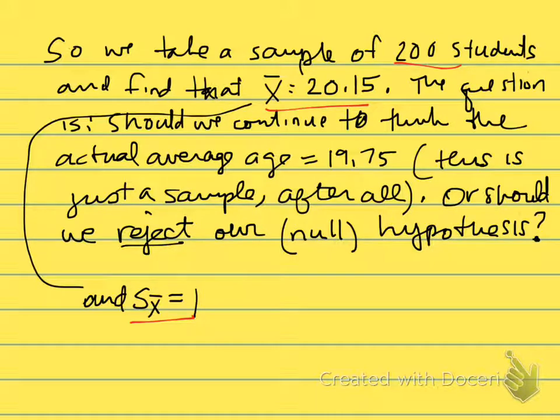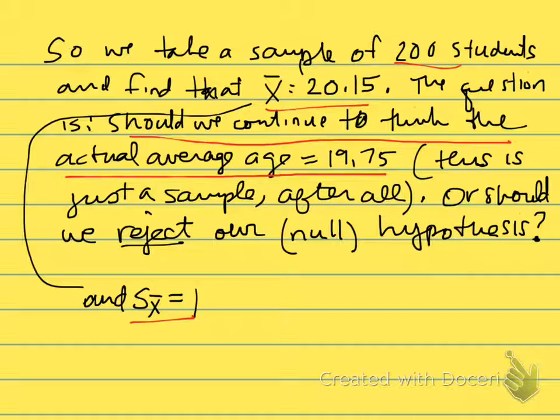Remember, standard deviation is a measure of spread. The standard deviation is the square root of the variance. If the standard deviation is 1, then the variance is also equal to 1. So that's the variance of our sample of 200 students that we got. So the question is, should we continue to think that the average age of 19.75 is right?